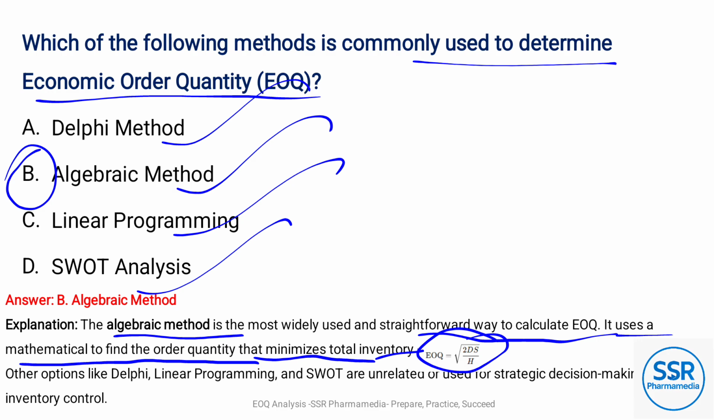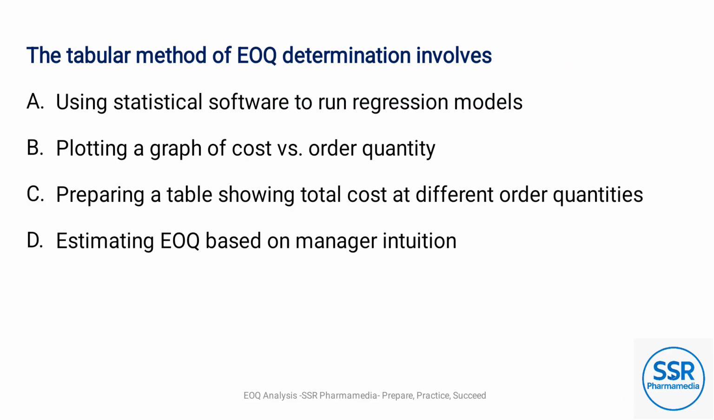So other options like Delphi, linear programming, SWOTs are unrelated or used for strategic decision making, inventory control. So next question, tabular method of EOQ determination involves.